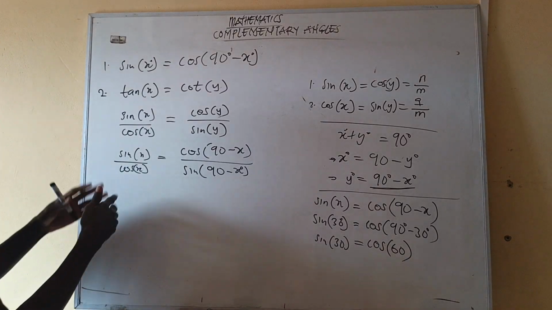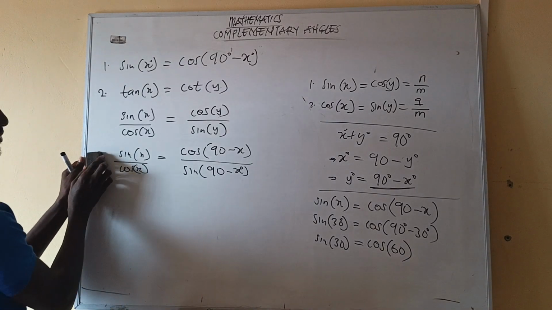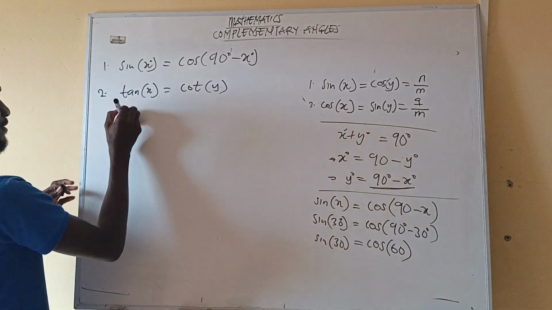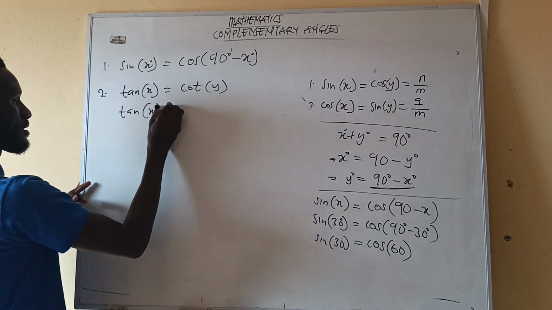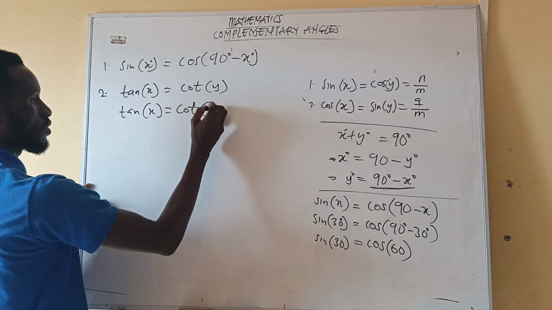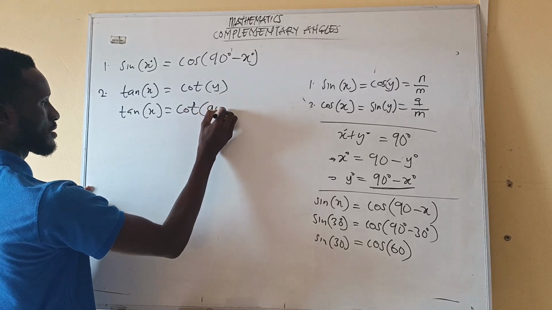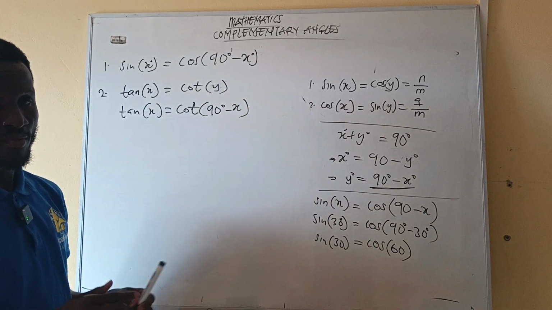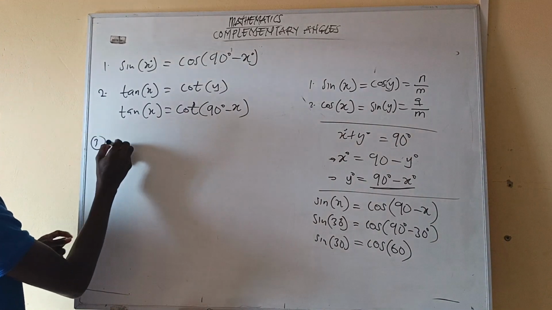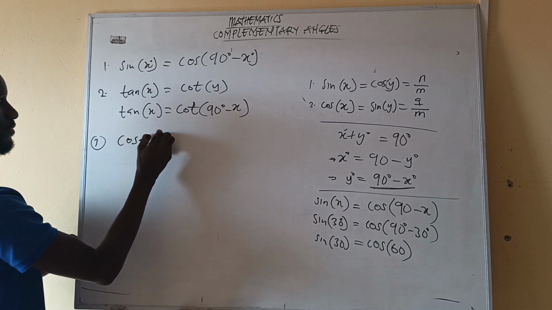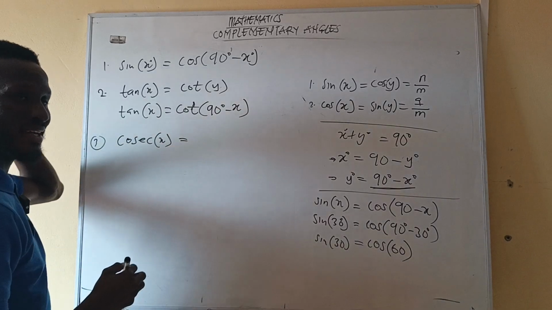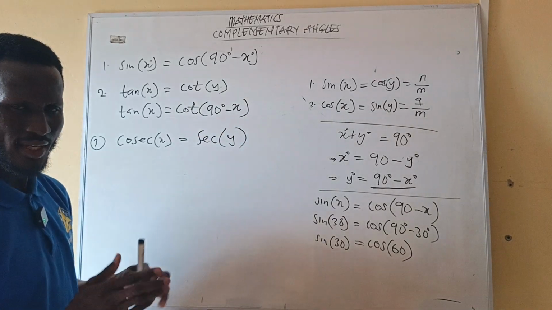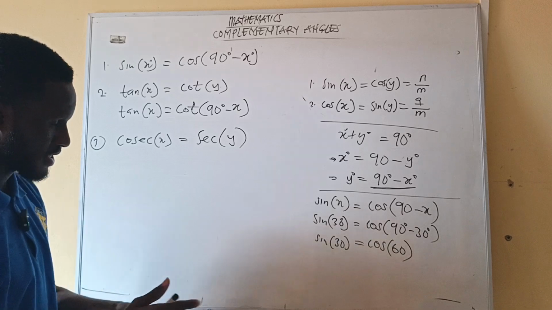Now, I don't want to go into that particular cancellation, but I want you to see something. Whenever I have tan x, it's also the same as cot y, where y is 90 degrees minus x. So cot and then tan are also complementary angles. Now, let me talk about the cosec of an angle x and then the sec of an angle y. They are also complementary angles, right? Yes, they are complementary angles.